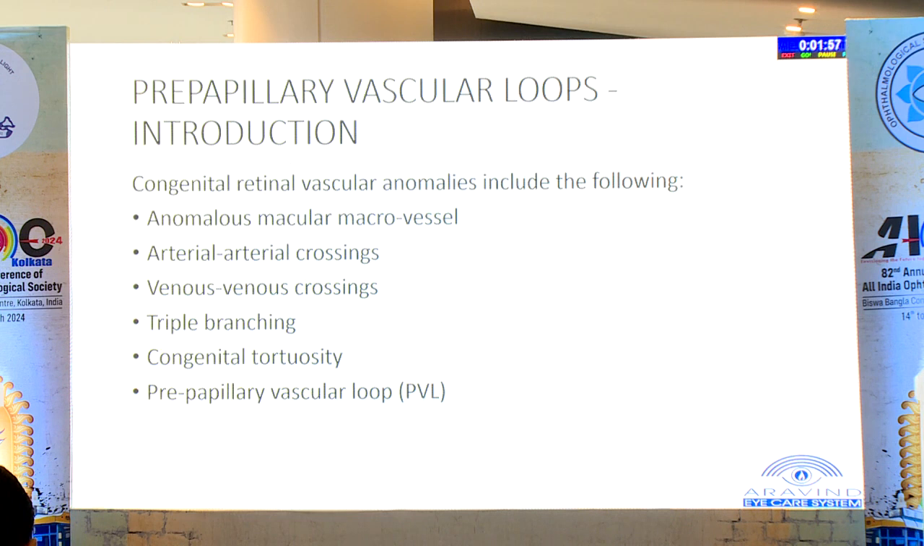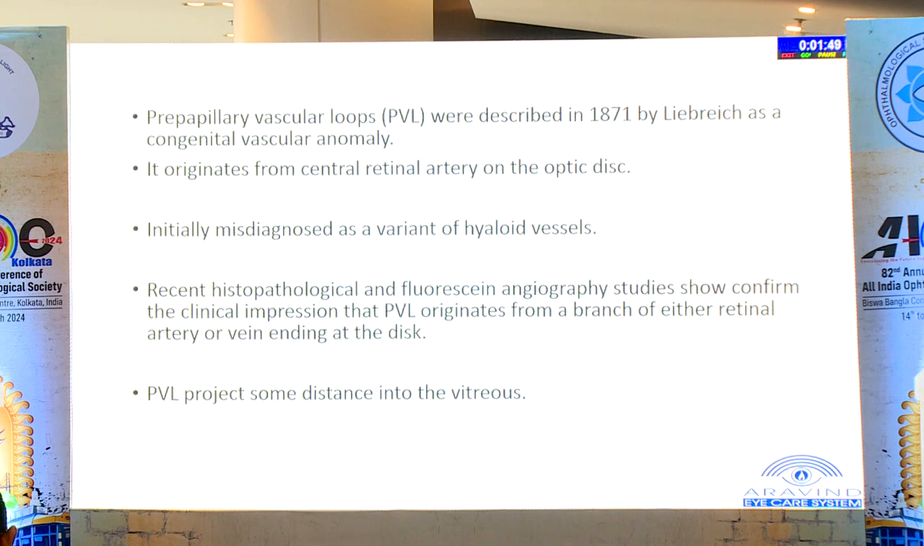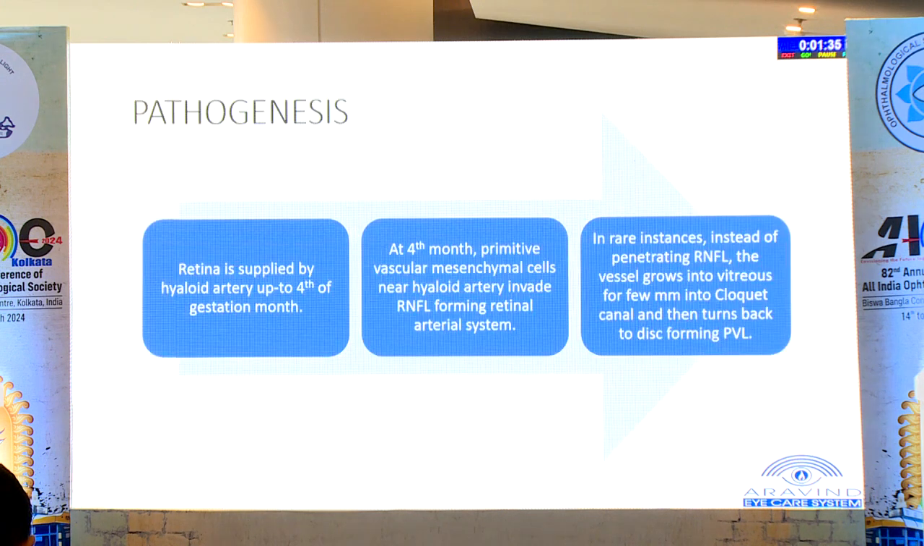Congenital retinal vascular anomalies include the following: anomalous macrovessel, arterial crossings, venous crossings, triple branching, congenital tortuosity, and PVLs. PVLs were described as a congenital vascular anomaly. They were initially misdiagnosed as a variant of hyaloid vessels, but recent histopathology and FFA show they are either a branch from a retinal artery or vein ending at the disc. They can also project some distance into the vitreous.